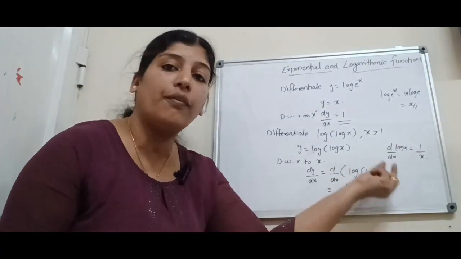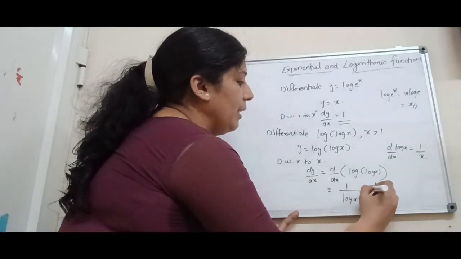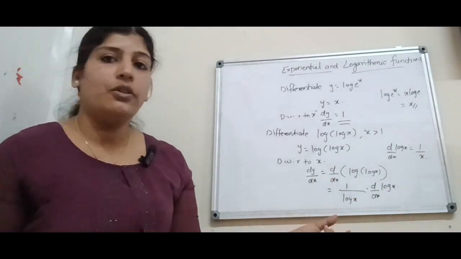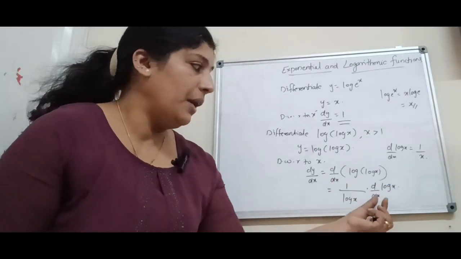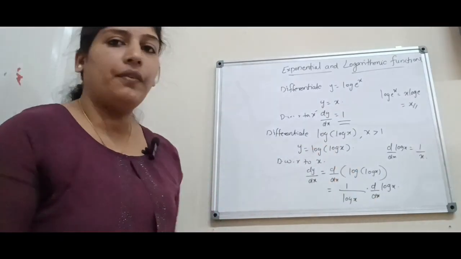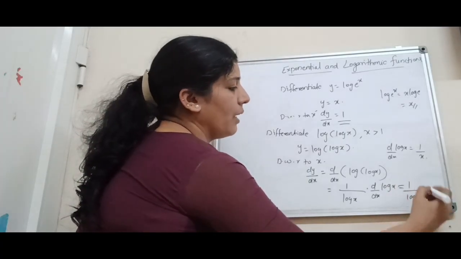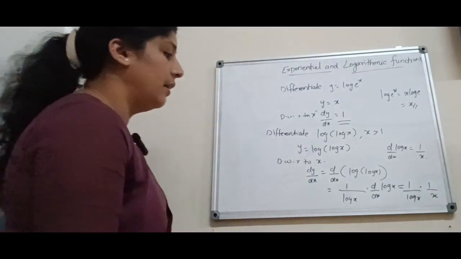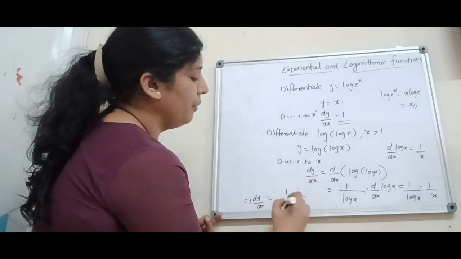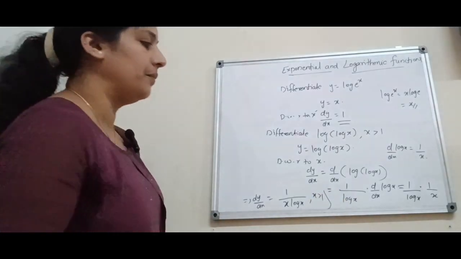Therefore, it is 1 by log x into, next we can consider d by dx of log x also. That means the log function defined on log x. Therefore, d by dx of log x can be calculated. That is 1 by log x into d by dx of log x. It is equal to 1 by log x into 1 by x. Therefore, dy by dx equal to 1 by x log x. Here x greater than 1.